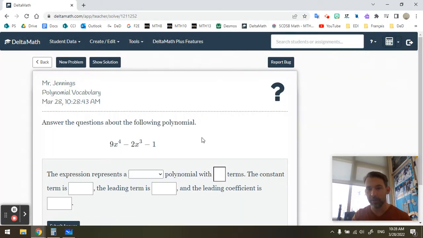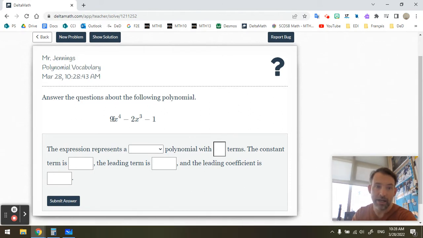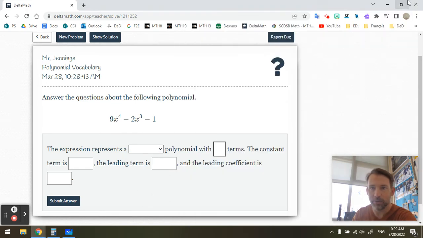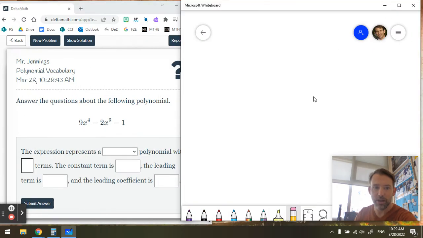So polynomial vocabulary is something we looked at a little bit. Now there are a few words here that I don't tend to use, but that we'll learn from Delta Math. This expression here represents a polynomial, and there are different types of polynomials. The different types have to do with the highest degree term. A linear polynomial, I'll show you some examples over here.